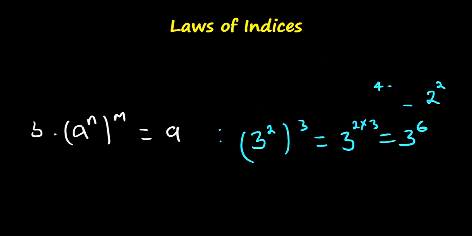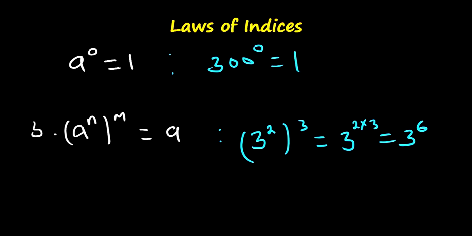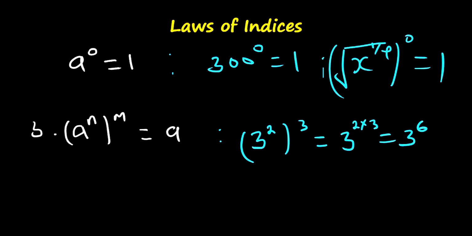For example, if you have a number like a raised to power 0, that is the same as 1. So whether it is 400, whether it is 300, so long as it is raised to power 0, that should be 1. Whether it is just x raised to power 1 over 4 and a root, and all of that is raised to power 0, that will still give you 1.